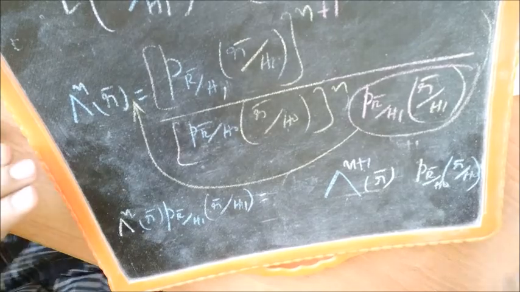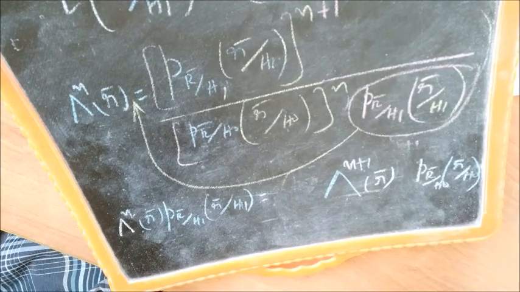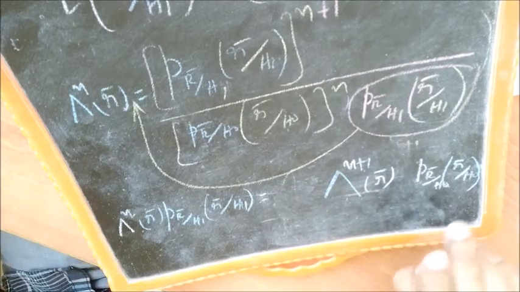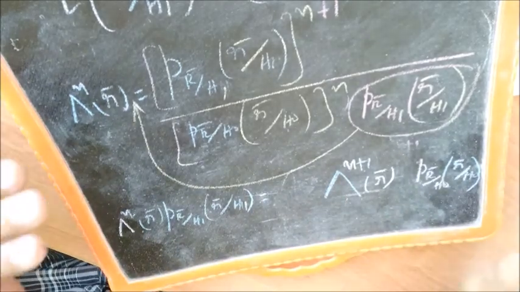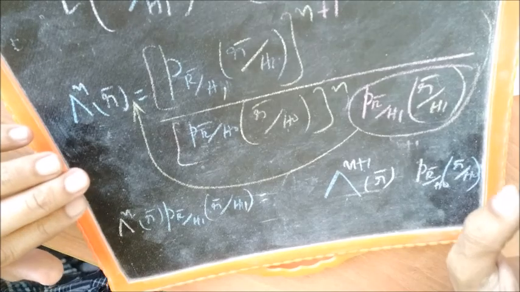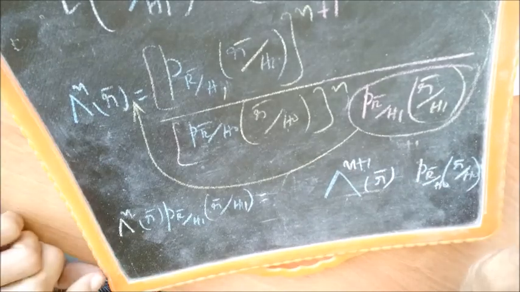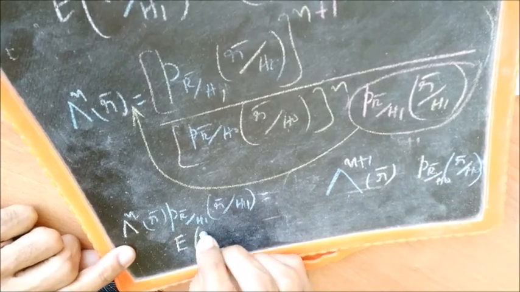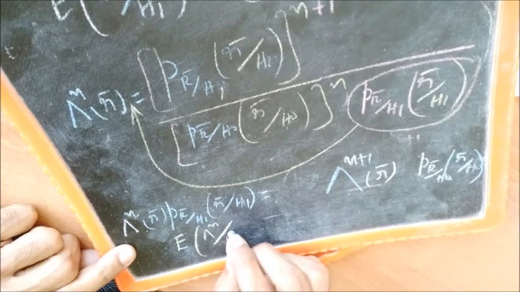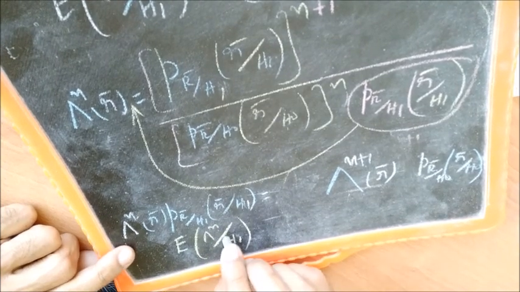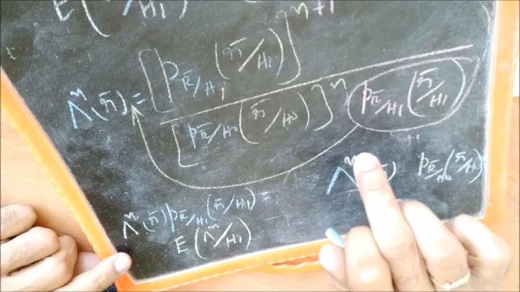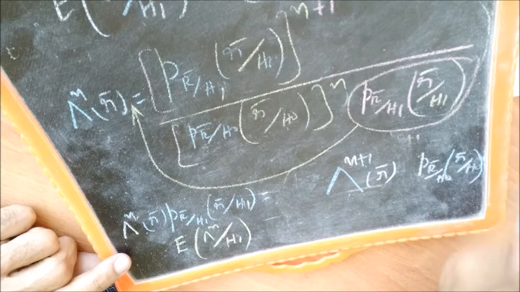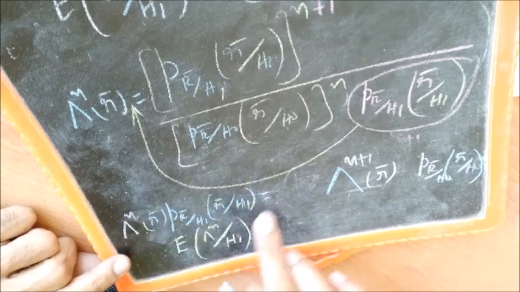Now if we integrate both sides over the entire range of the values that R can take, you will get this as equal to an expected value of lambda raised to n given h1. Remember what we had discussed in the beginning. Integral f(x) times the density function of x dx is equal to expected value of f(x). This is the same thing that applies here.